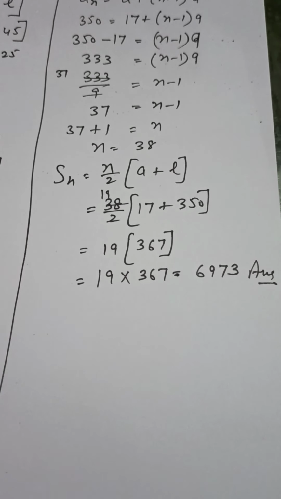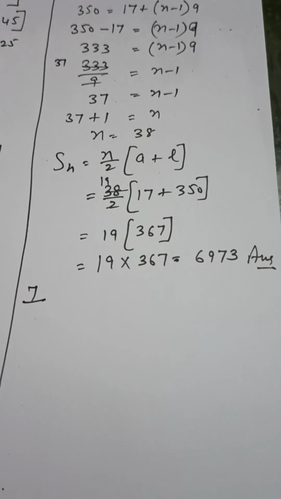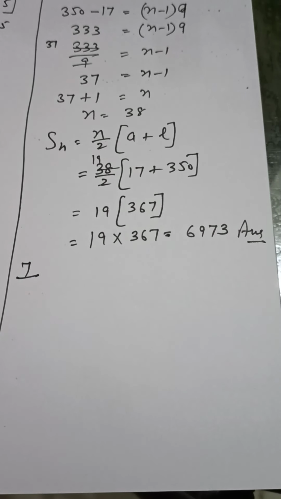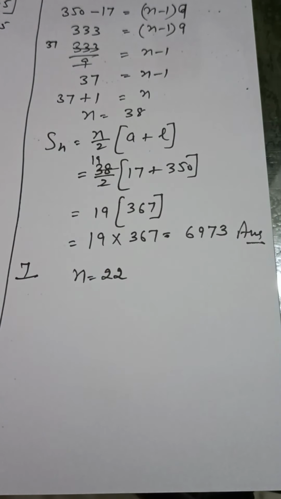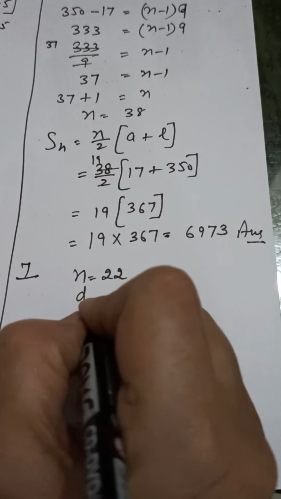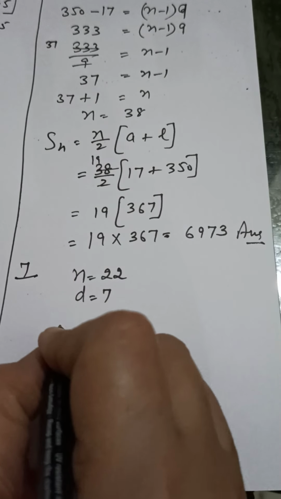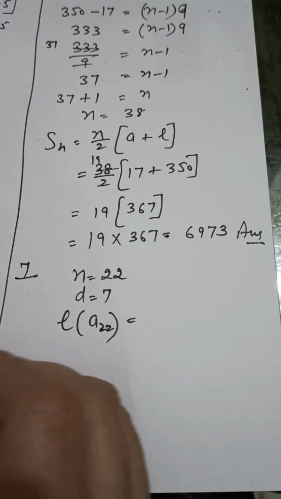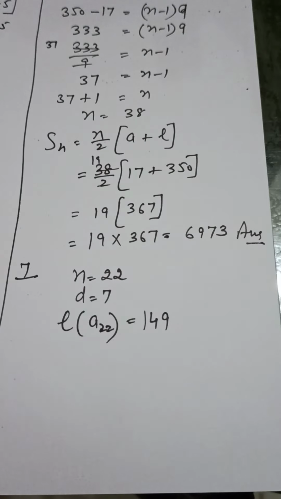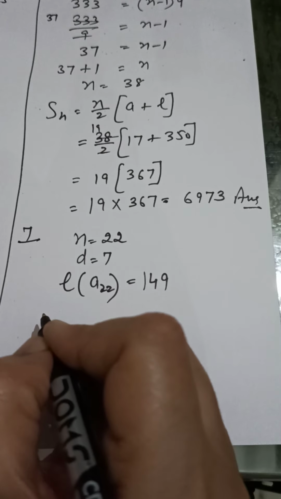Now next sum. Sum of first 22 terms of an AP. Sum number 7. Sum of first 22 terms of AP, that means n is given, 22. D is given, 7. And the 22nd term is 149. That means the last term, A22, is given, 149.